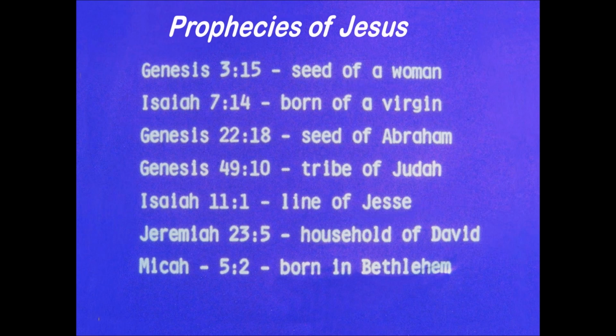Genesis chapter 22, verse 18, says he would be of the seed of Abraham. Genesis chapter 49, verse 10, says he would be of the tribe of Judah. Isaiah chapter 11, verse 1, says he would come through the line of Jesse. Jeremiah chapter 23, verse 5, says he would be of the household of David. And Micah chapter 5, verse 2, says he would be born in Bethlehem. These and many other prophecies were fulfilled in the beginning of the New Testament, at the time of Jesus' birth.